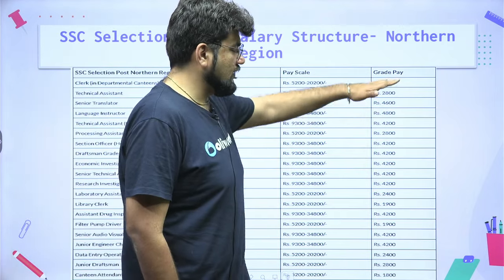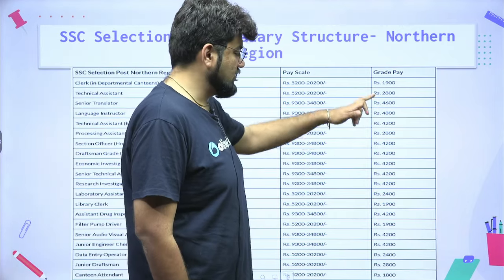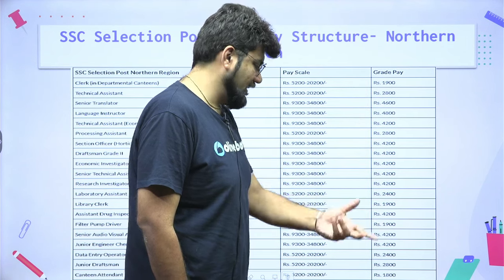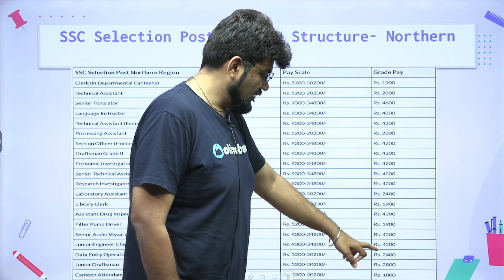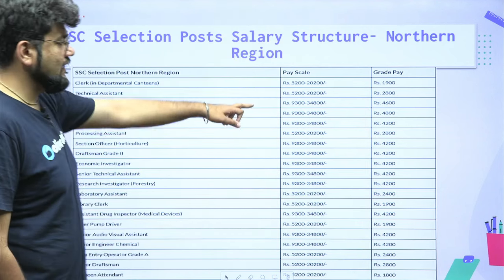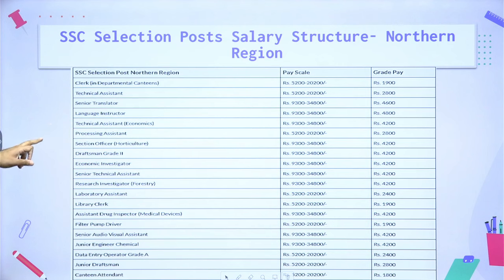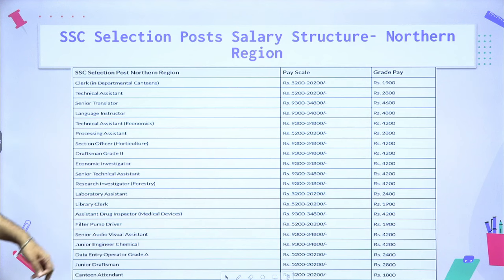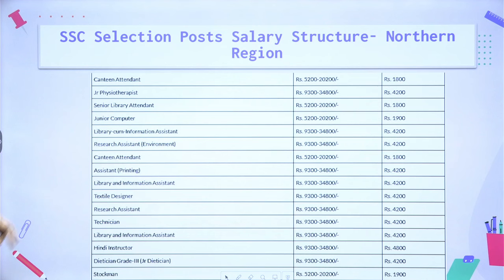4200, 4200. So these are all of the assistant level. Okay, assistant level in ministries, they are all the same posts. 2400, 1900 of the TA levels in CBDT, etc. 4200, 4800, there was a single post here of language instructor. Rest you can see canteen attendants, junior draftsman, data entry operator, DEO grade A. So you can see all the kinds of posts which are given here.